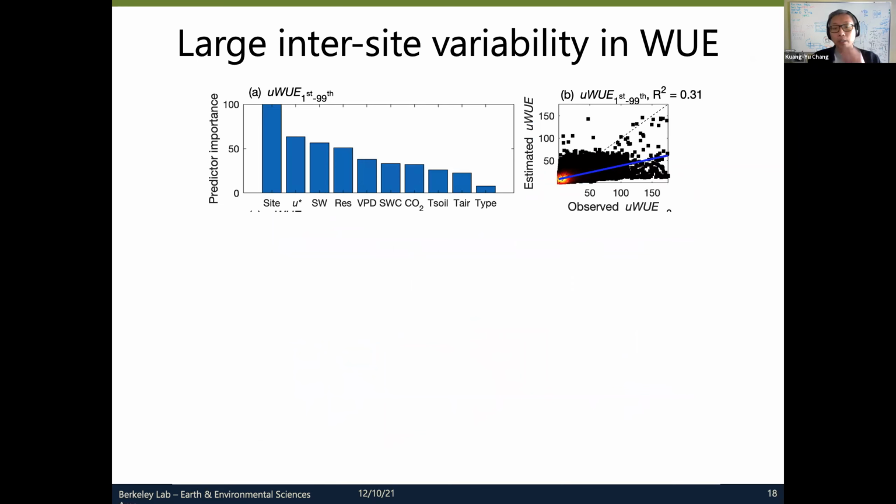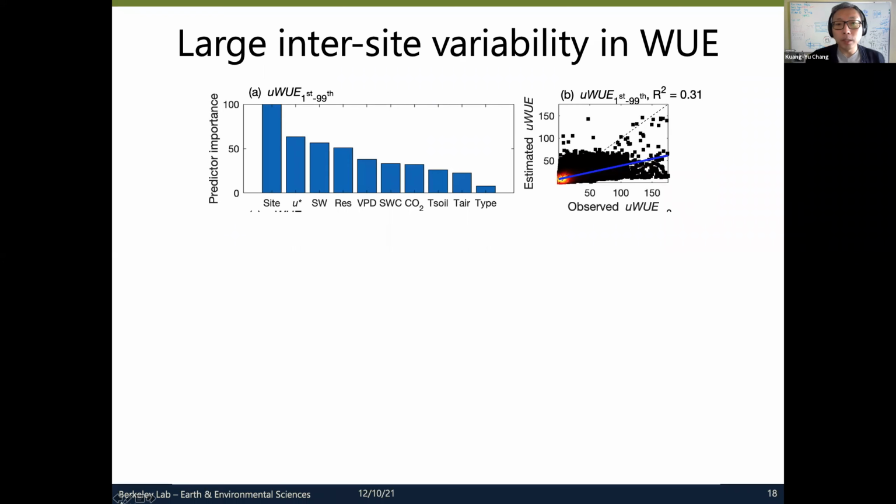To understand why ecosystem responses to short-term favorable weather conditions determine seasonal water use efficiency, we build random forest models to examine factors regulating hourly water use efficiency, including intersite variability, friction velocity, downwelling shortwave radiation, the energy balance, energy closure imbalance, vapor pressure deficit, soil water content, CO2 concentration, soil and air temperature, as well as ecosystem type.